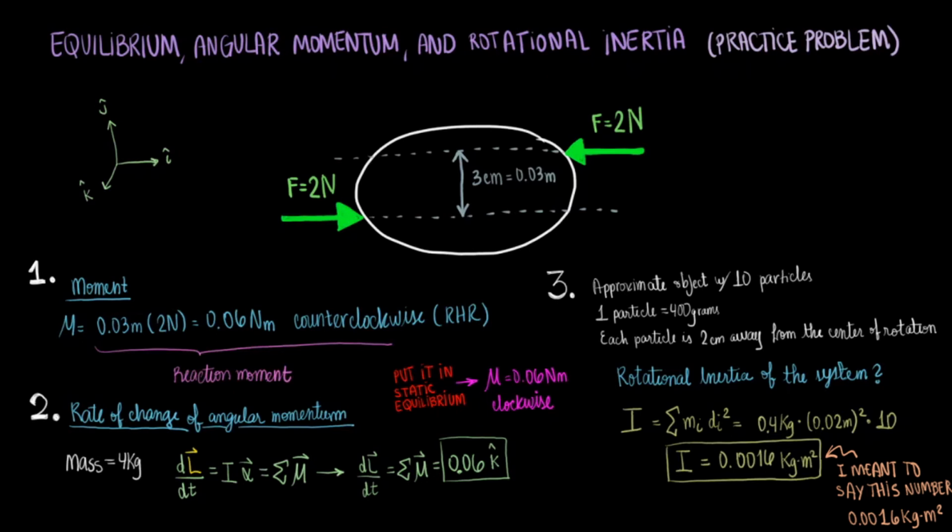Our final answer for the rotational inertia turns out to equal 0.0015 kilograms meters squared. Hopefully this gives you some intuition on how to approach these kinds of problems.